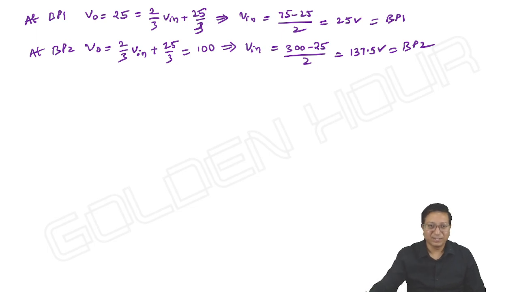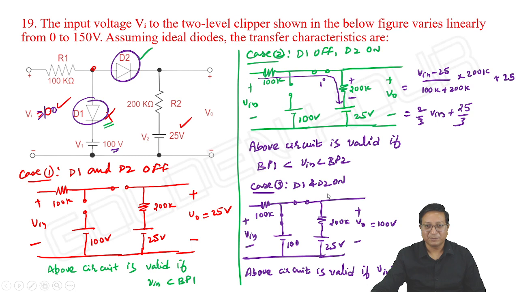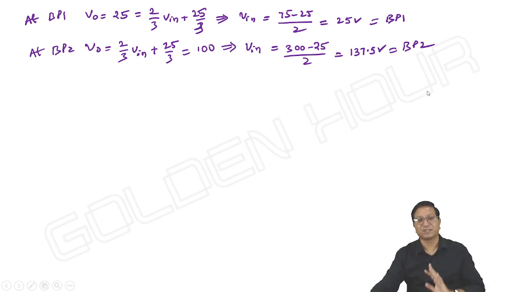It is 137.5. See the interesting thing. Which means if the input is in between 25 and 137.5, case 2 is possible. It is not 100. About 25 to 137.5, that time this is the possible circuit and the corresponding output equation. And if input is above 137.5, then both D1 and D2 are on and output is equal to 100 volts. See the interesting thing here.